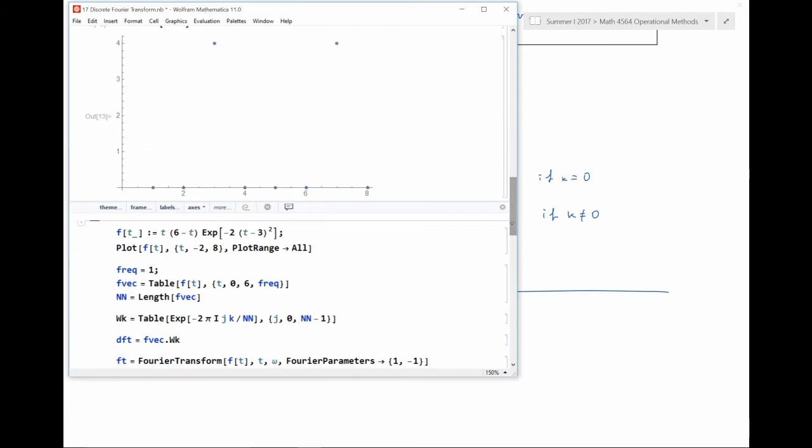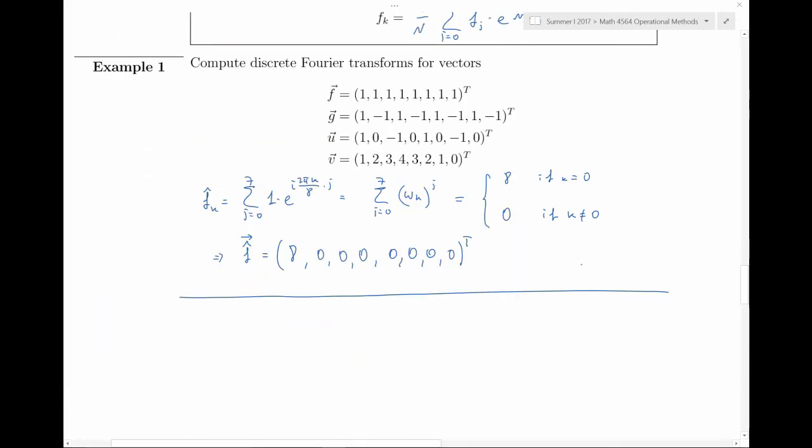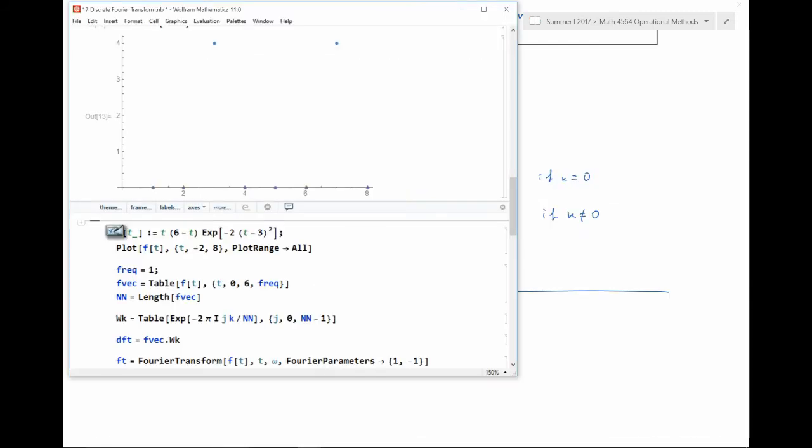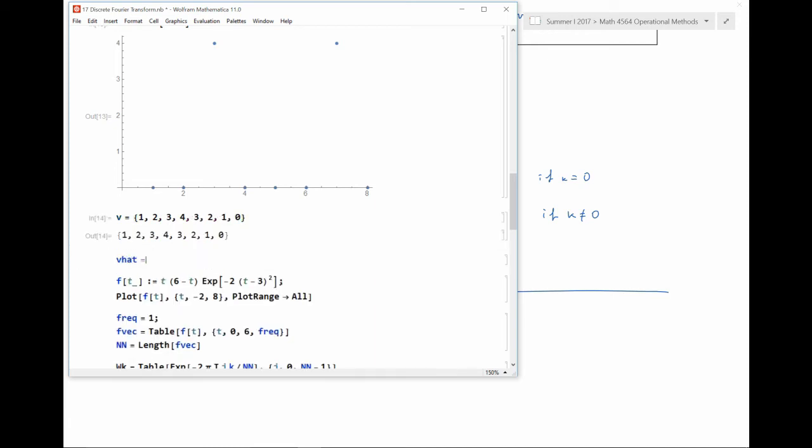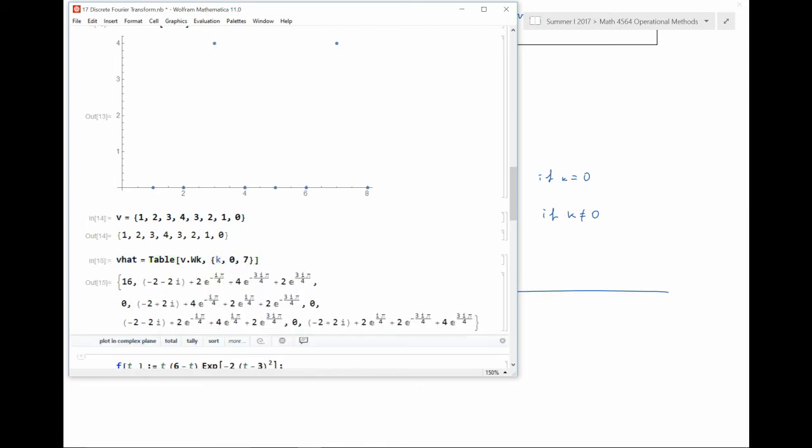The last signal that I had here was a signal that rises from 1 to 4 and then goes back to 0. That signal I will have to enter by hand, and then I compute its Fourier transform by computing the dot product with W_k, and then tabulate with k going from 0 to 7. Quite a lot of frequencies are present in this signal.